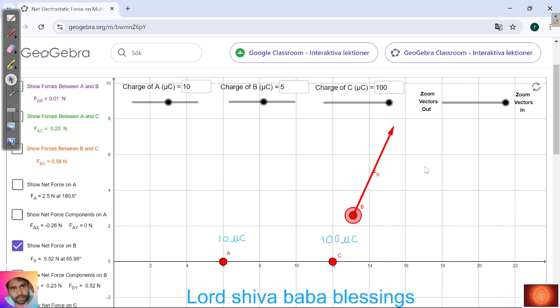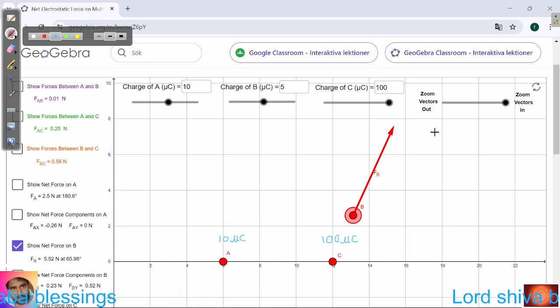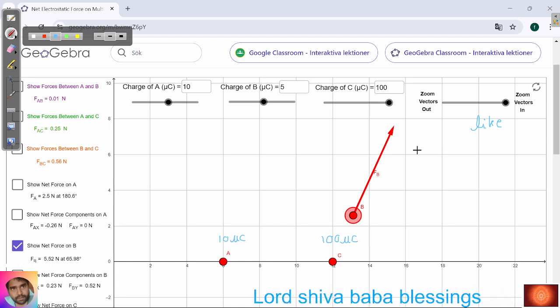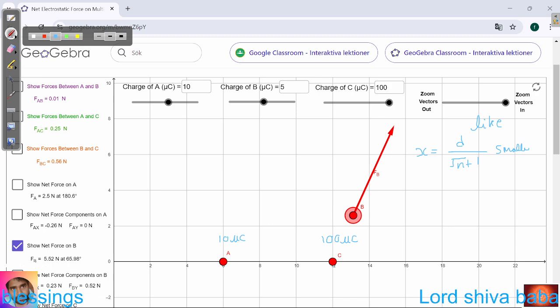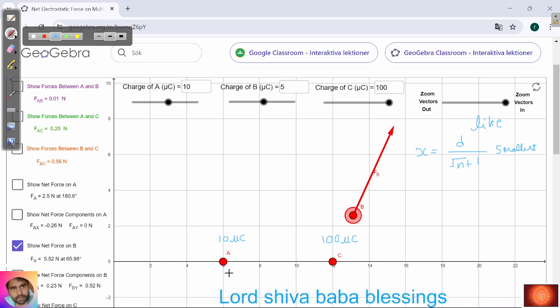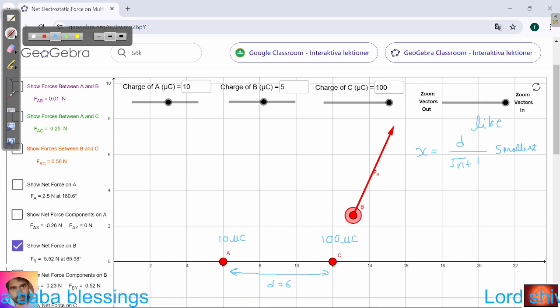As I already explained, the null point is present at a distance. First, you need to understand both of them are like charges. In that case, it is at a distance of x equal to d divided by square root of n plus 1 from the smallest charge. Here d is the distance between these two charges. What is d? 2, 4, 6. So the value of d is equal to 6.